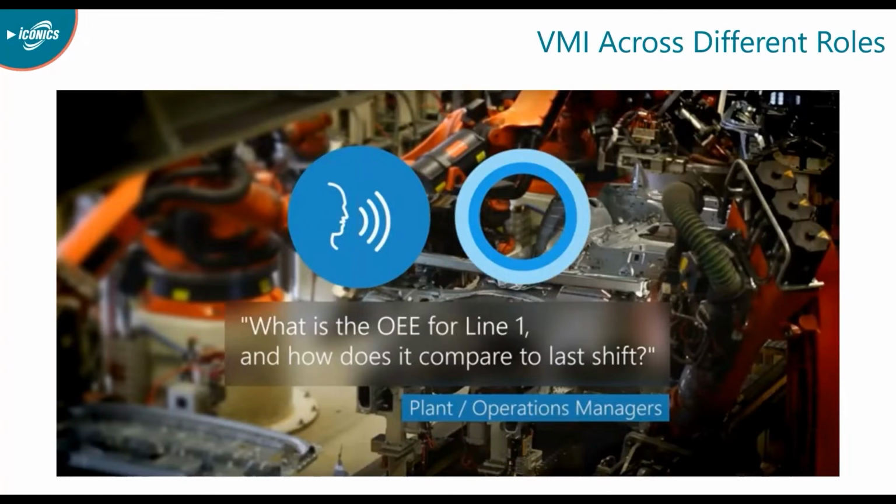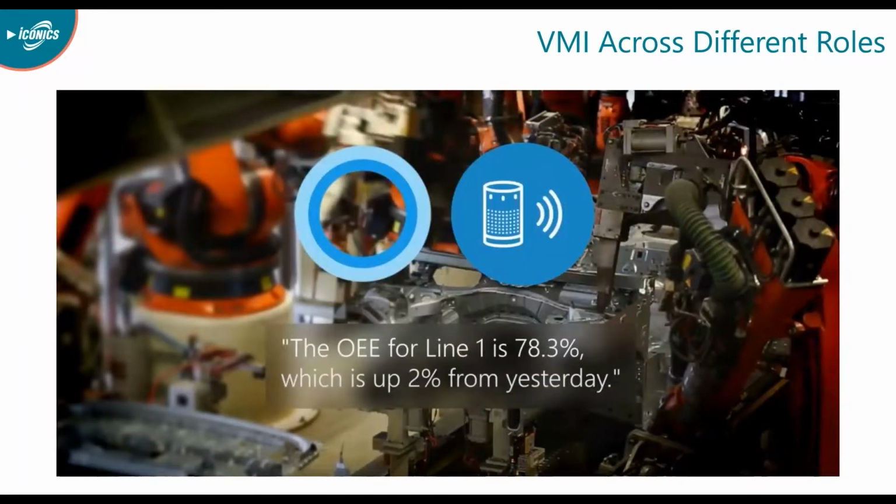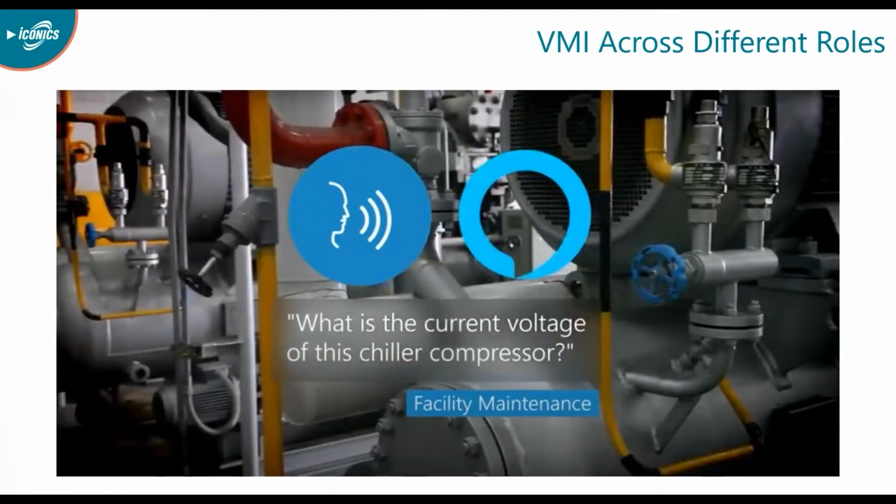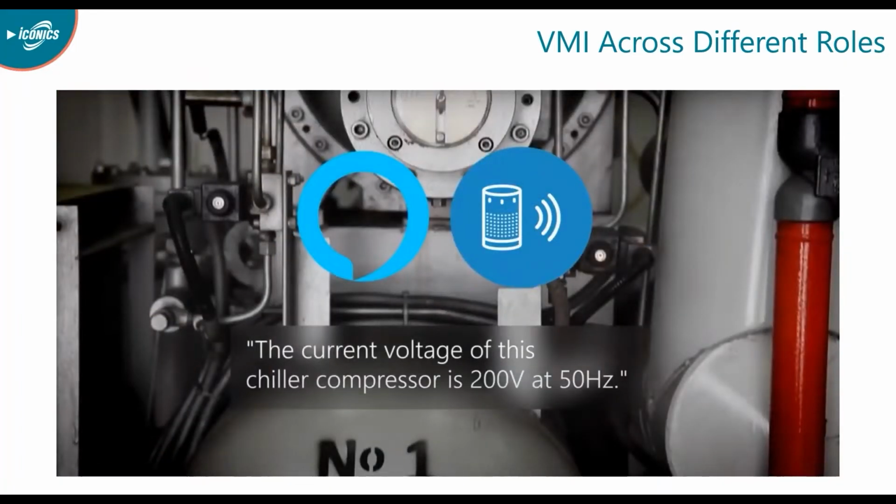If we look at voice machine interface across different roles or different kinds of users, just some examples: plant or operations managers might ask something like, what is the OEE for line 1 and how does it compare to last shift? And you could get a response back from the device: The OEE for line 1 is 78.3%, which is up 2% from yesterday. Another role might be in facility maintenance. A user could ask, what is the current voltage of this chiller compressor? And they can get back a response: The current voltage of this chiller compressor is 200 volts at 50 hertz.